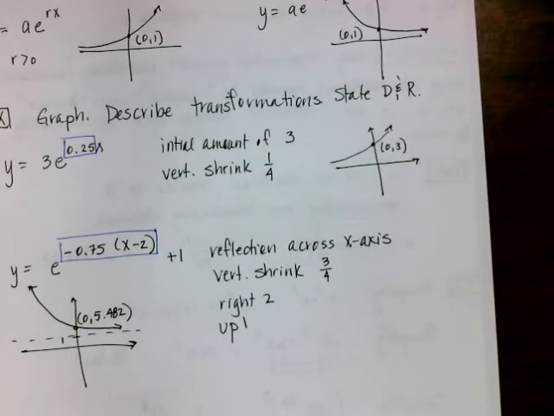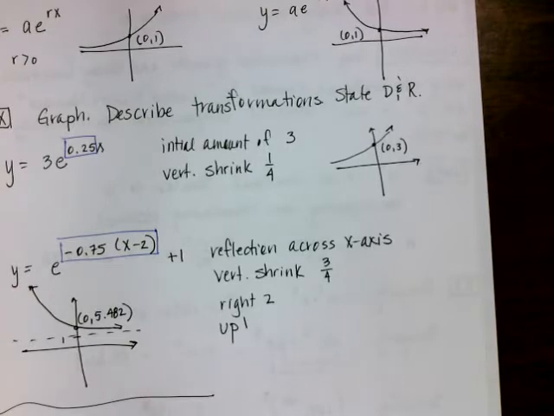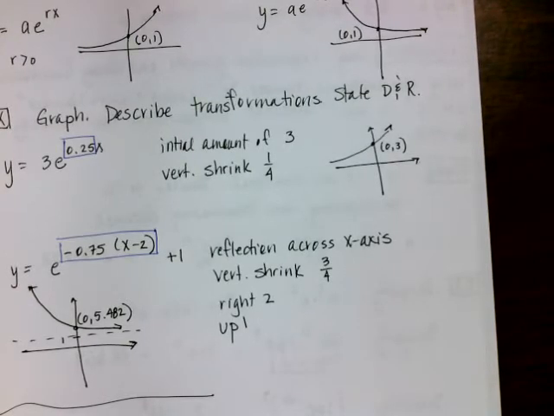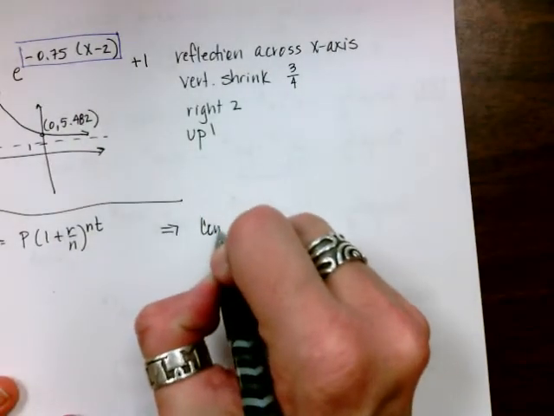Alrighty. So let's go back now and talk about our compound interest formula. It was P times 1 plus r over n, raised to the nt. And this was our compound interest formula.